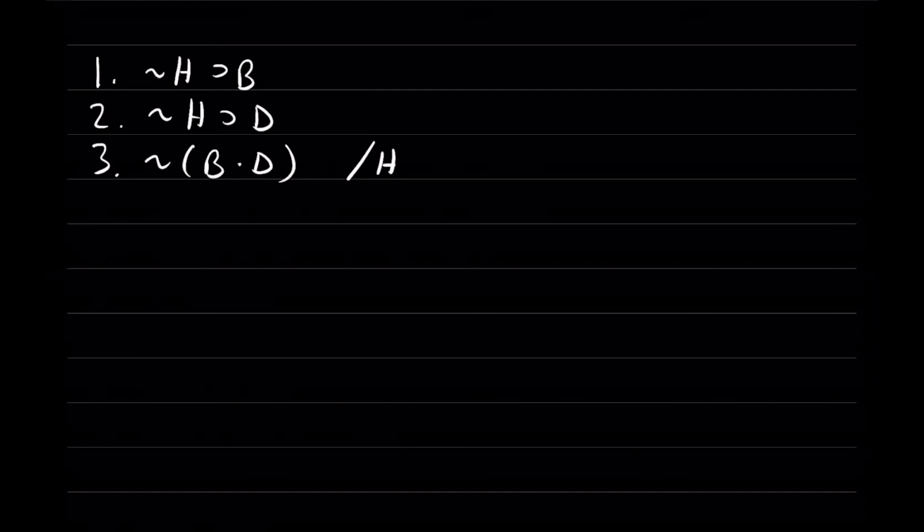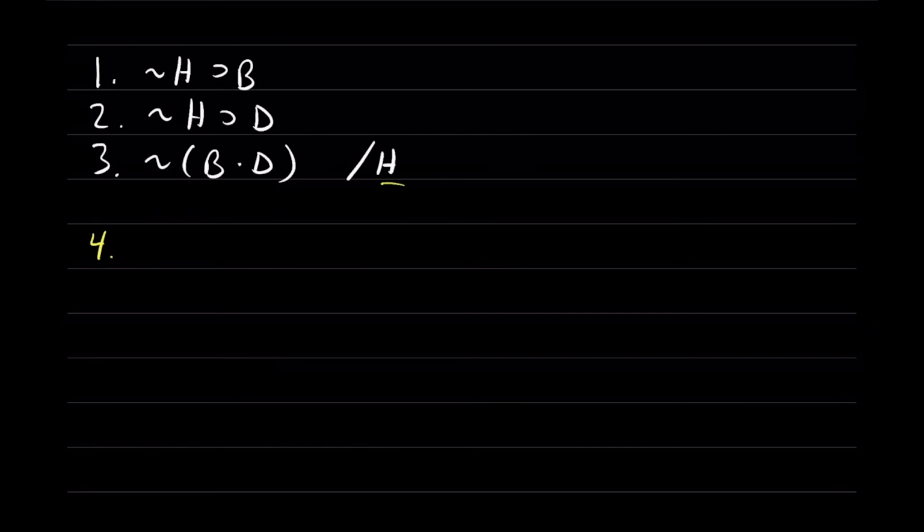Line 2 says not H implies D. Line 3 tells us it's not the case that B and D are both true, and we're trying to show from that that H has to be true. I think this one will actually be fairly straightforward as well. I see right off the bat that we can do a De Morgan's rule step on line 3. So let's do that. We'll get not B or not D. And that's going to follow from line 3 by De Morgan's rule, DM.